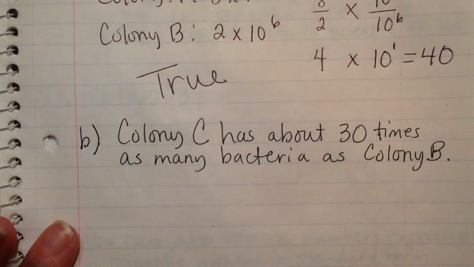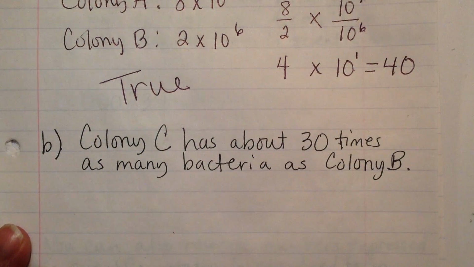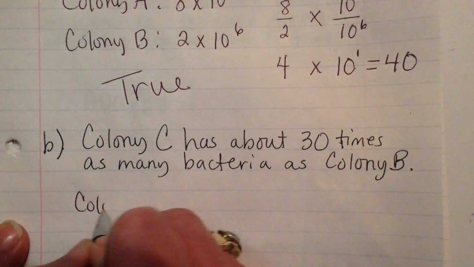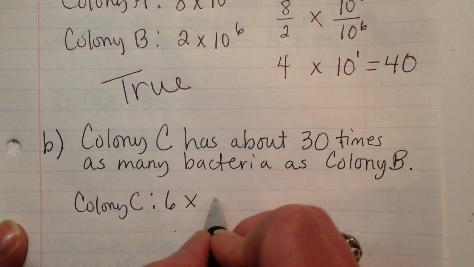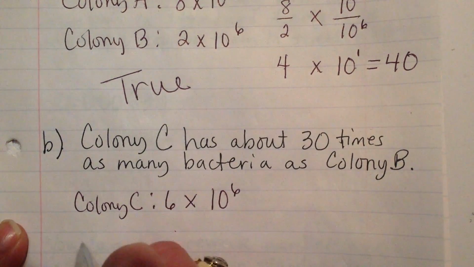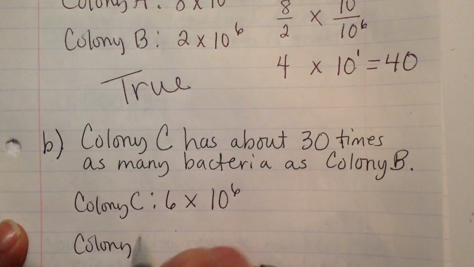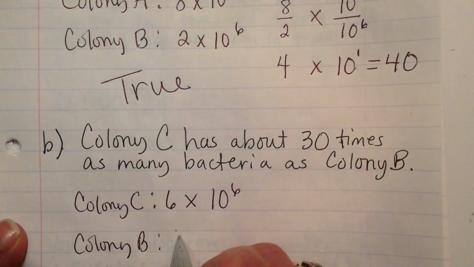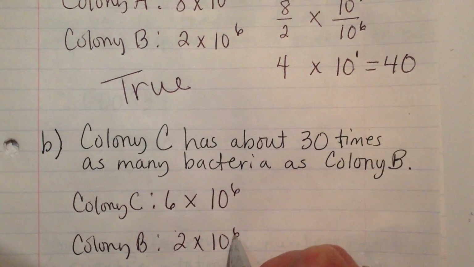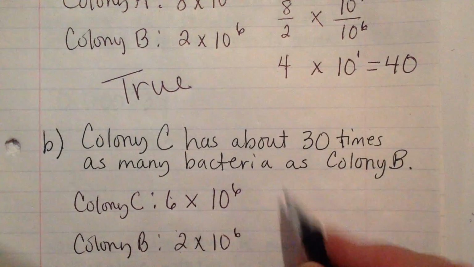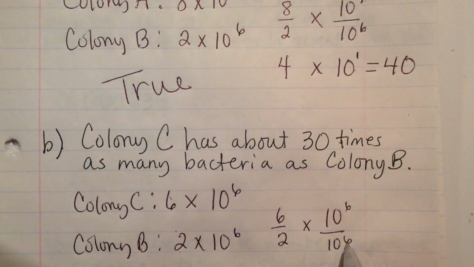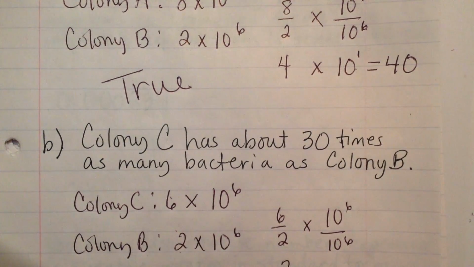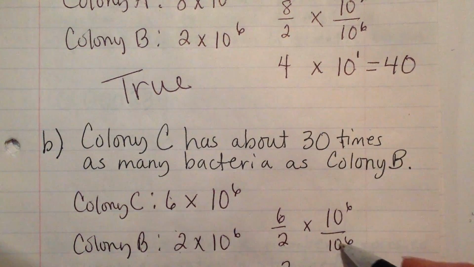Let's look at B part. Colony C has about 30 times as many bacteria as colony B. All right, colony C, we listed that in scientific notation as 6 times 10 to the 6th. Colony B is 2 times 10 to the 6th. So if we were to divide 6 divided by 2 times 10 to the 6th divided by 10 to the 6th, 6 divided by 2 is 3 times 10 to the 6th divided by 10 to the 6th.